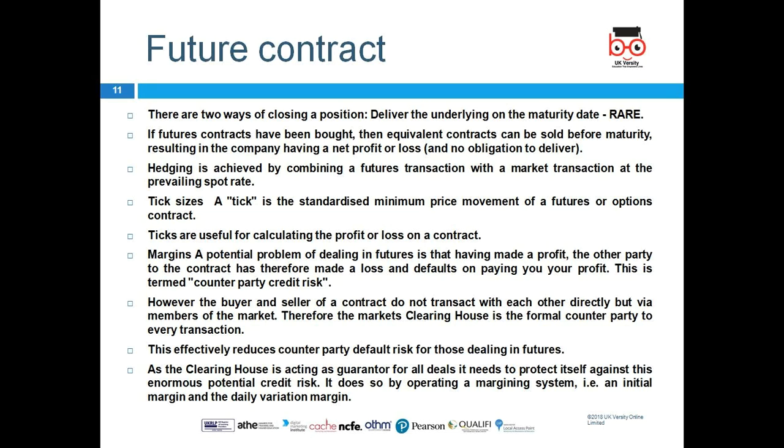It effectively reduces counterparty default risk of those dealing in futures. The clearinghouse is acting as guarantor for all the deals. It needs to protect itself against different types of credit risk. Thus, there are limits. Have you heard about the limits, like auto buy and auto sell limits? We can set them. The London Stock Exchange introduced the system. It's called auto buy and auto sell.